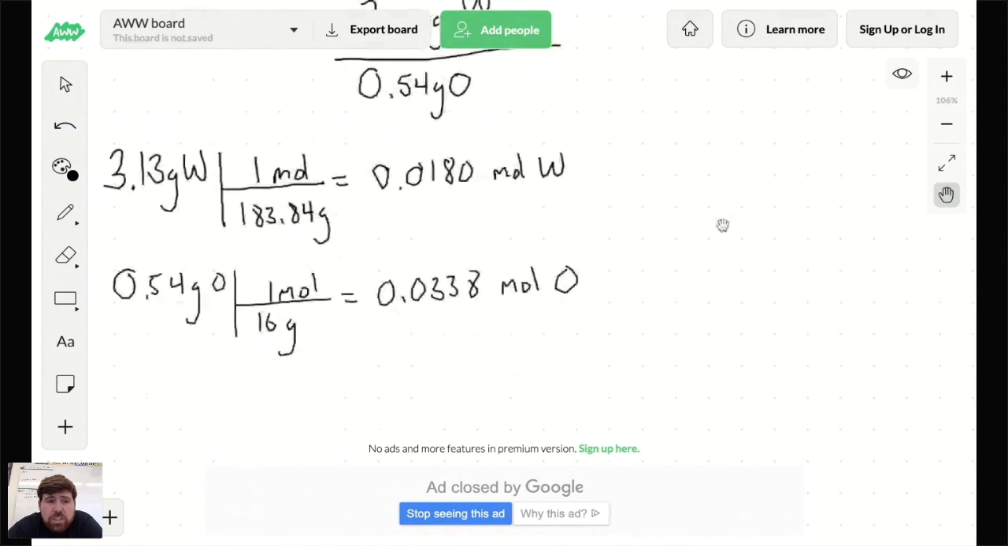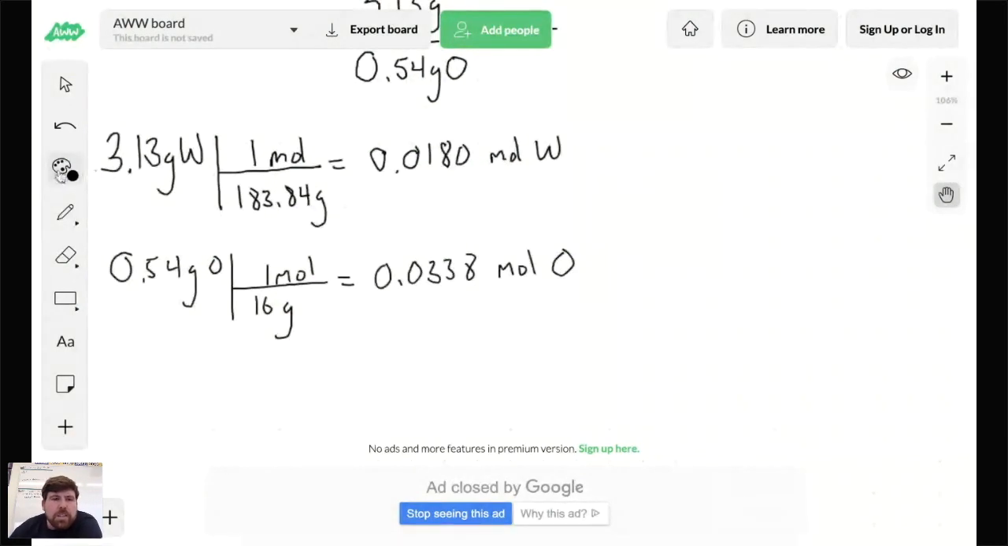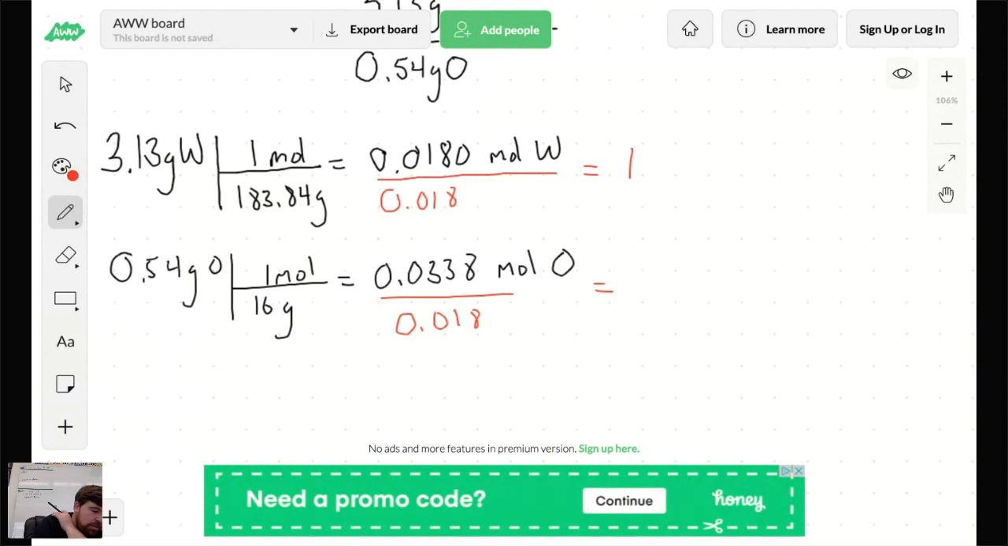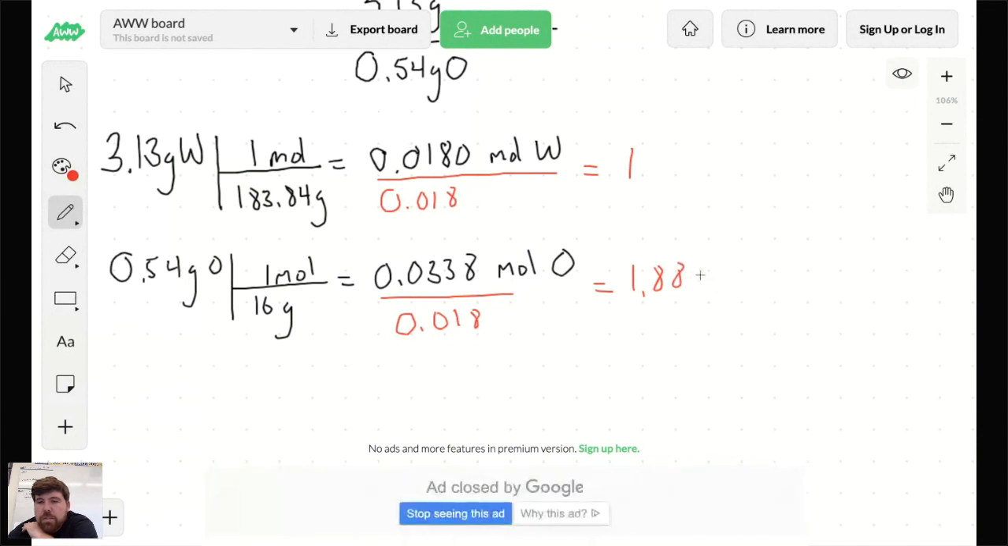So in order to determine the ratio in which these two things come together, we take the smallest amount of moles and divide both of those values by it. And all this is doing is putting these numbers into whole numbers. If we're comparing these two, it looks to me like the 0.018 is the smallest value. So we're going to divide both of these by 0.018, and by doing so, we should end up with a 1 to roughly 2 ratio. When we divide this second one, you end up with 1.88, which we can go ahead and round up to 2.